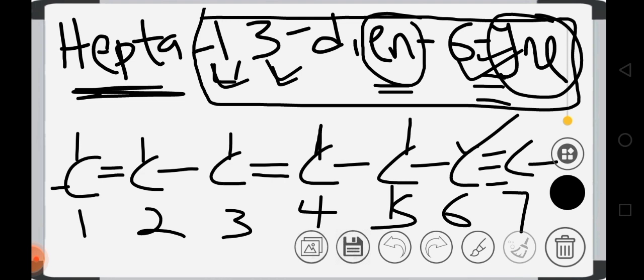So we have 1, 2, 3, 4, 5, 6. We have 6 carbon sigma bonds here. So 6 plus 8, that's already 14. So we can say we have 14 sigma bonds in this structure now. Then the pi bonds will be 1, 2, 3, 4. We have 4 pi bonds.